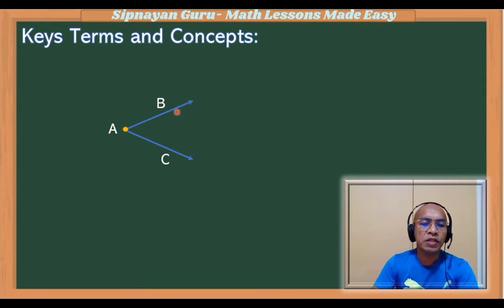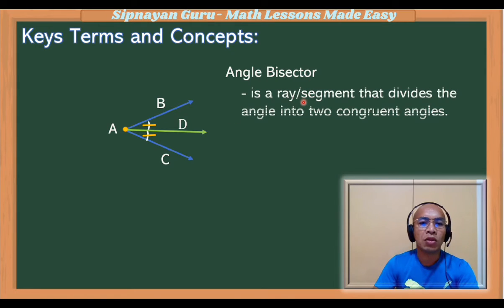Now let's suppose we have the same angle and there's another ray here. We have an identified point D here. This ray divides the angle into two equal parts. So how do we call this ray? This ray is called an angle bisector. An angle bisector is a ray, or it could be a segment, that divides the angle into two congruent angles. So in this case, angle BAD is congruent to angle DAC.